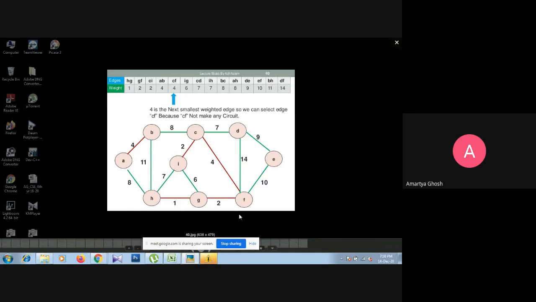The smallest one is 6, between I and G. So if we choose this edge between I and G, this graph will be a closed graph, that is called a cycle. One cycle will occur.